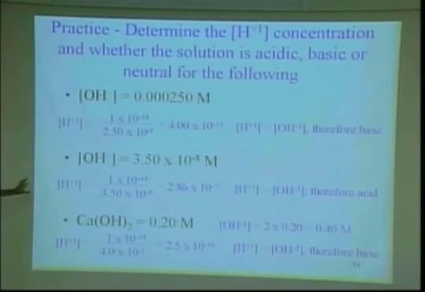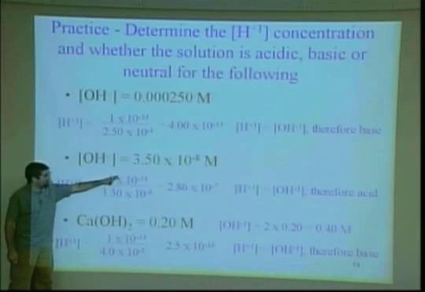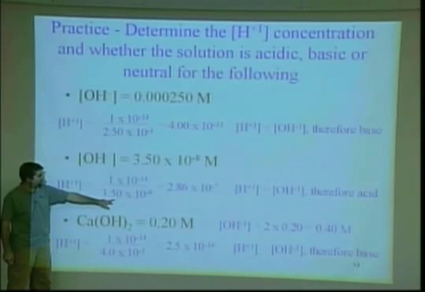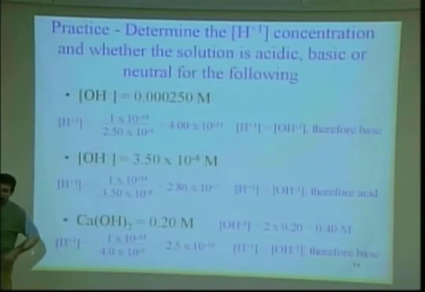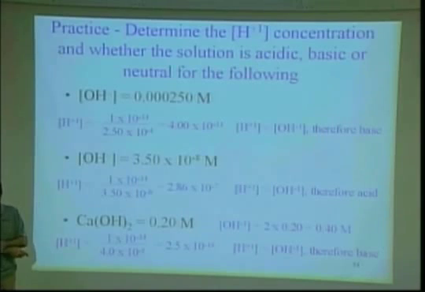Do this one. Do the same thing. We solve for hydrogen. Take 1 times 10 to the minus 14 divided by 3.5 times 10 to the minus 8, and you get 2.86 times 10 to the minus 7. Now that minus 7 is deceiving because the exponent now looks neutral. So now we've got to look at the actual number. Remember, 1 was what we were looking for. Is 2.86 times 10 to the minus 7 higher, of greater value than 1 times 10 to the minus 7? And the answer is, of course, yes.